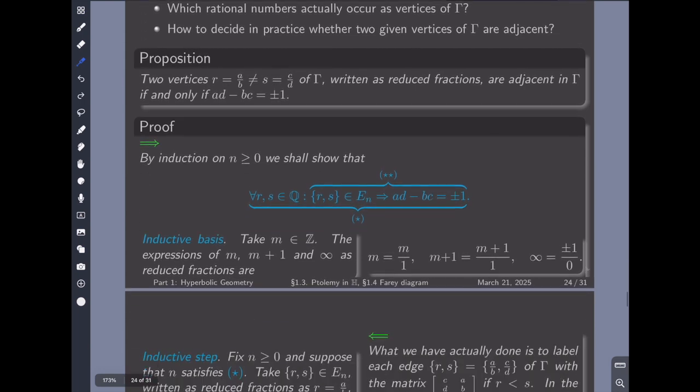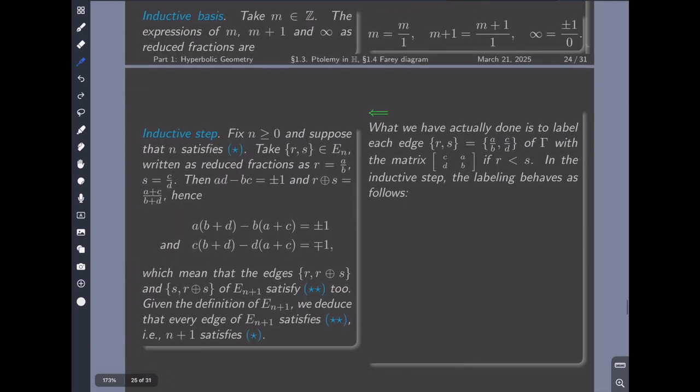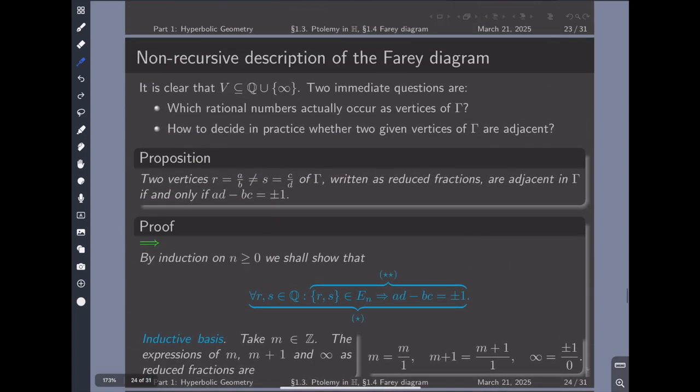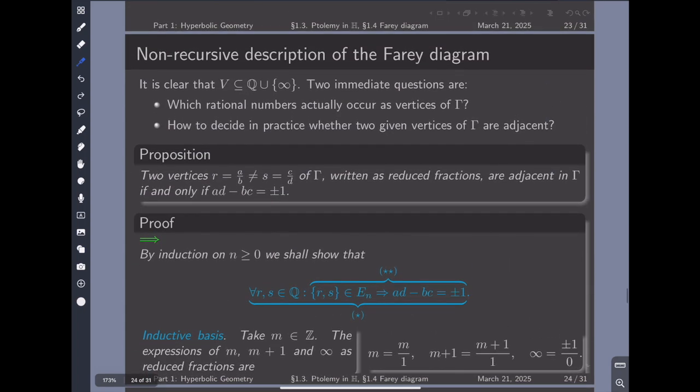So let me see the proof. I like the proofs. So yeah, I have 9 minutes. So let me go over the proof.